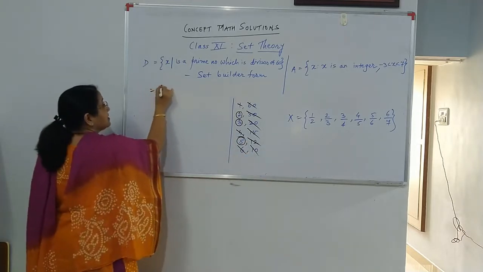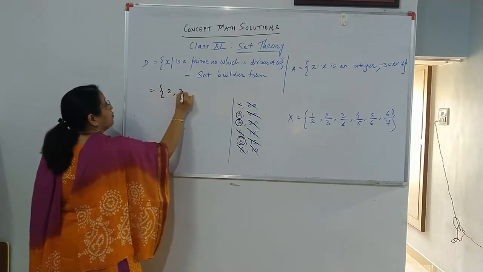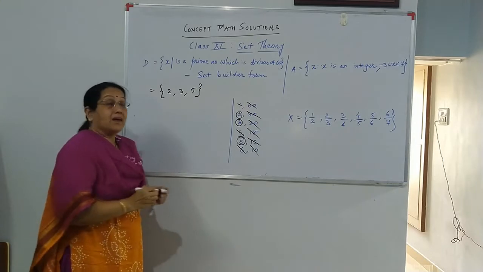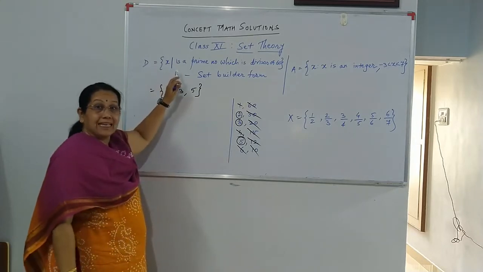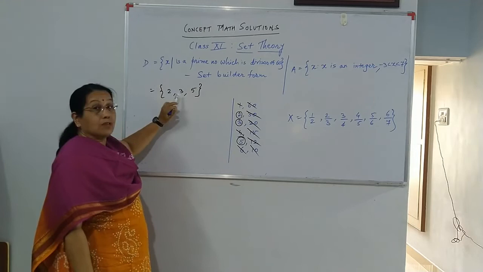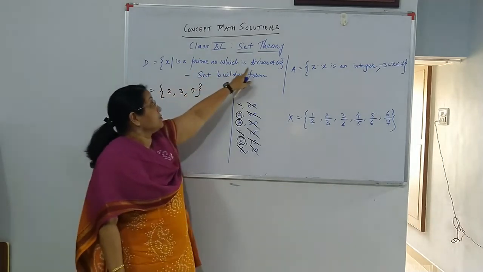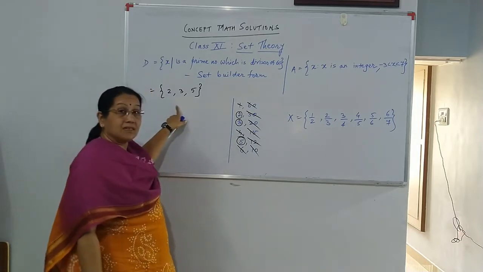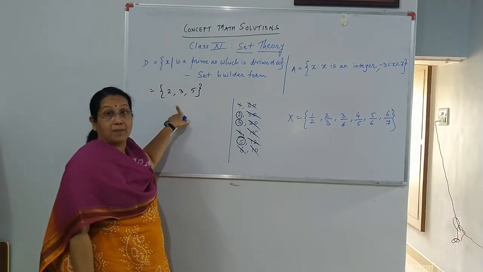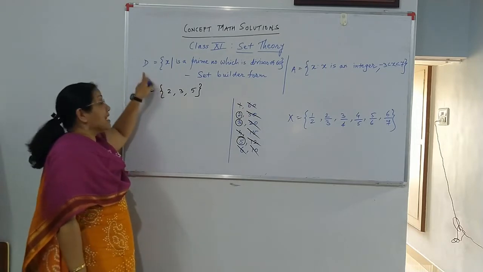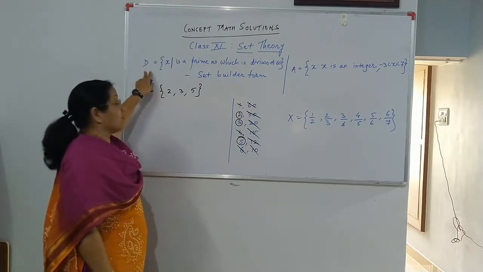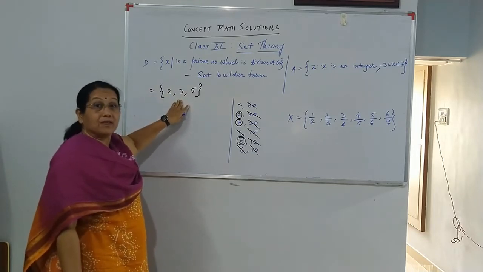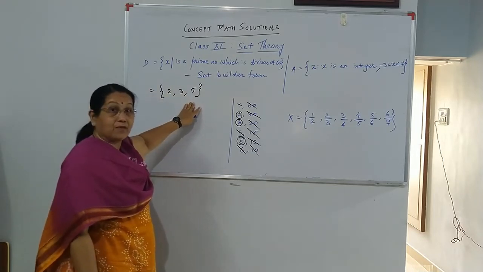That is, this set contains only 2, 3 and 5. They are the elements of this set D. The prime numbers which are divisors of 60. So, they are the divisors of 60 and also they are prime numbers. Now, 2 is called an element of this set, or a member of this set. 3 is also an element of this set. 5 is also an element of this set.